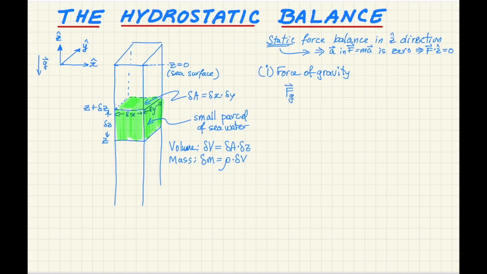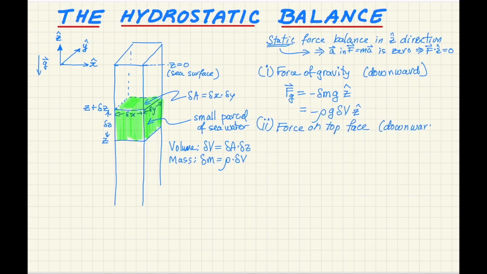Alright, now we're going to consider the individual forces. First, the force of gravity. And remember, gravity is pointing in the minus z hat direction, downward, so we need a negative. And then there's going to be the force on the top face, and that is also pointing downwards. It's the force of the fluid above the parcel pushing down on the parcel, and so we put a negative sign.